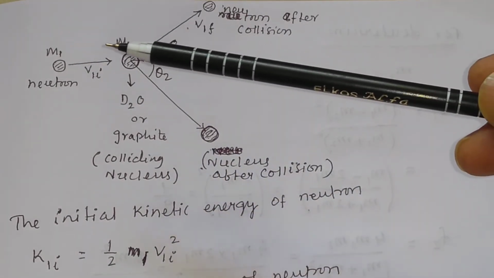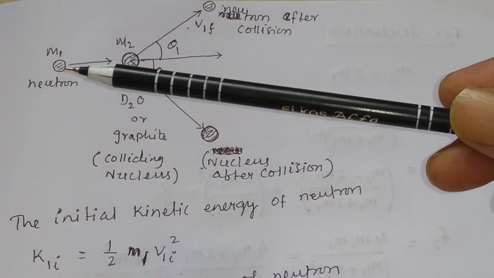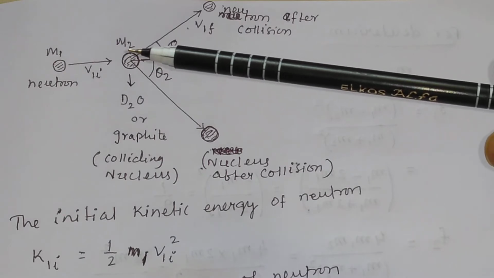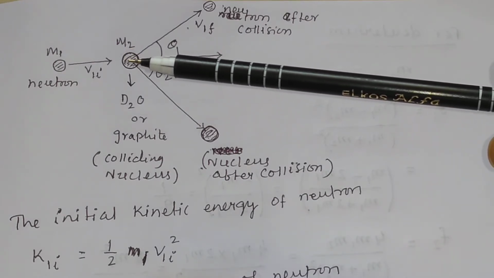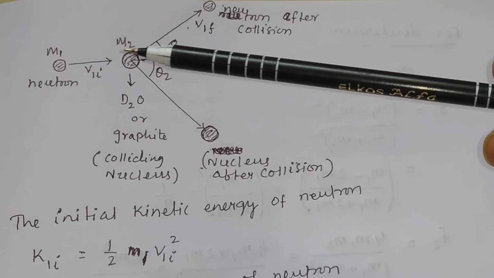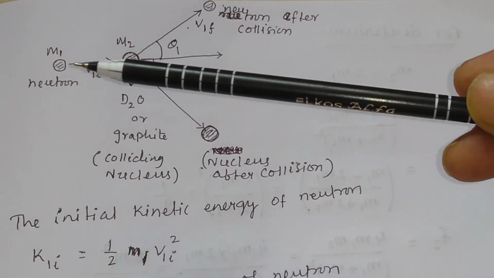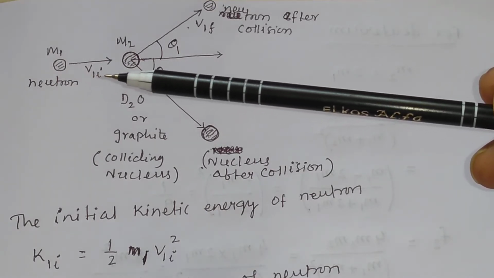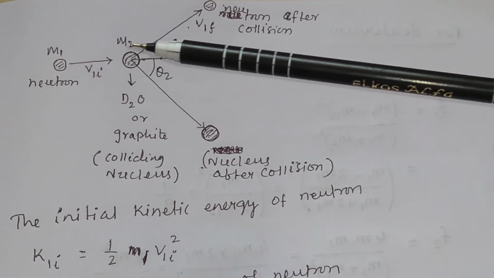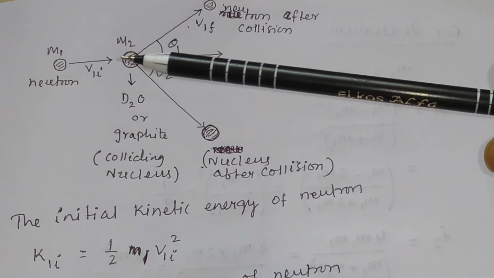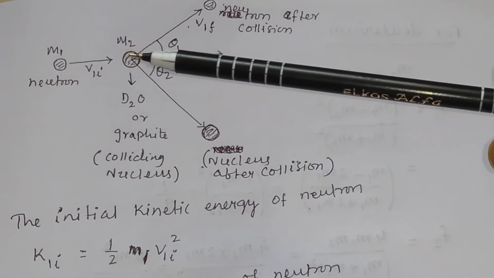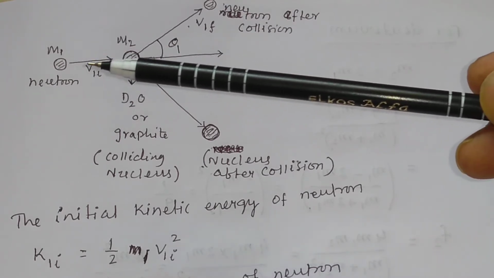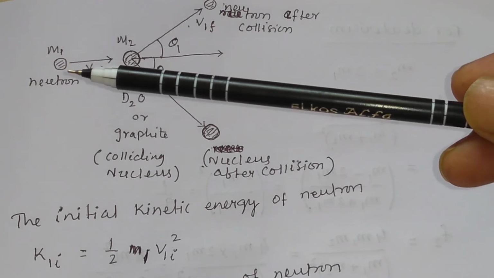As shown in the figure, this is the neutron having mass m1, and this is the lighter nucleus, the heavy water D2O or the graphite, having mass m2. The speed of the neutron before collision is v1i, and this neutron collides with the graphite or heavy water inside the moderator. These are called the moderators, and after collision the speed of this neutron decreases.